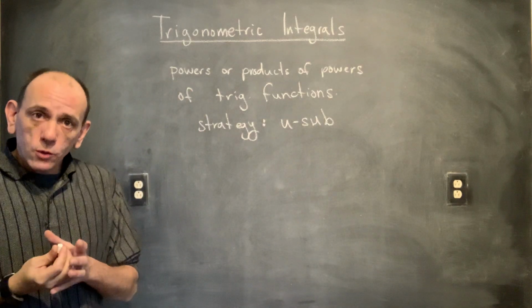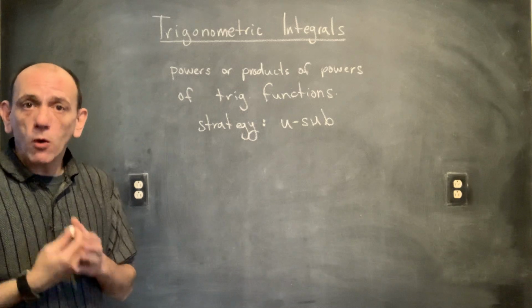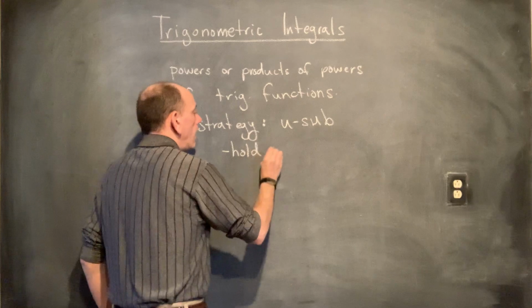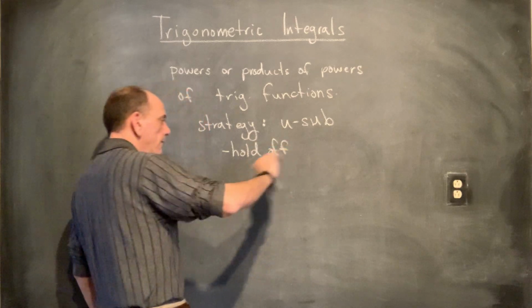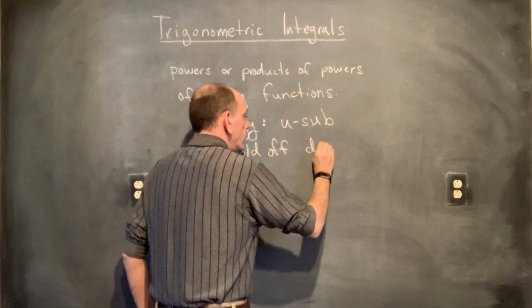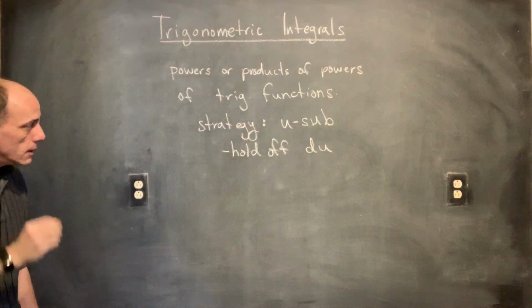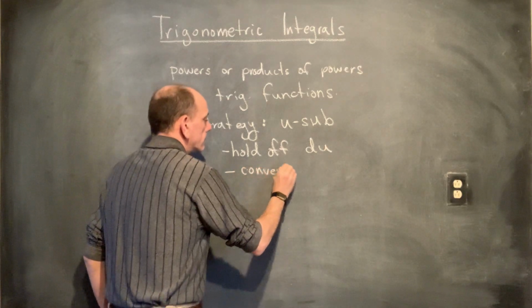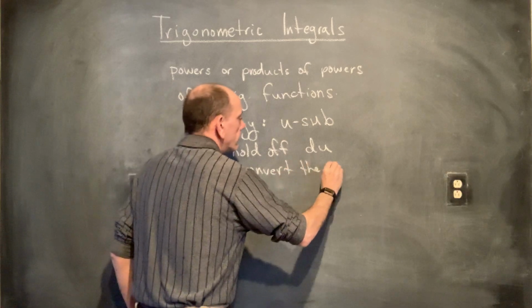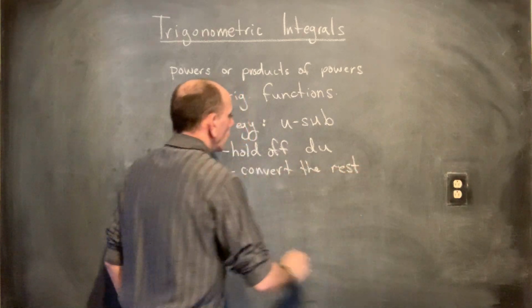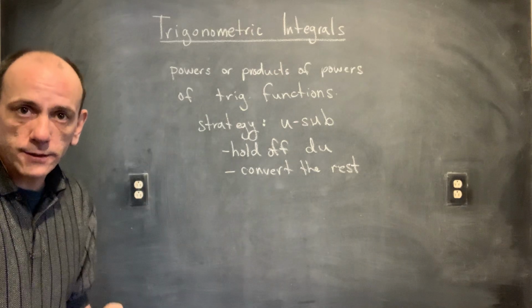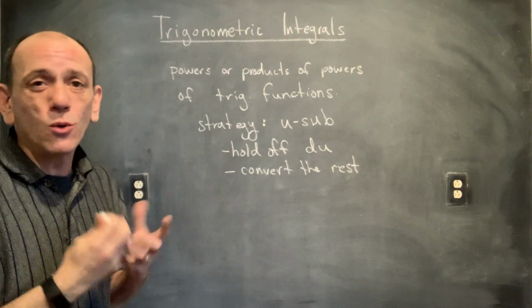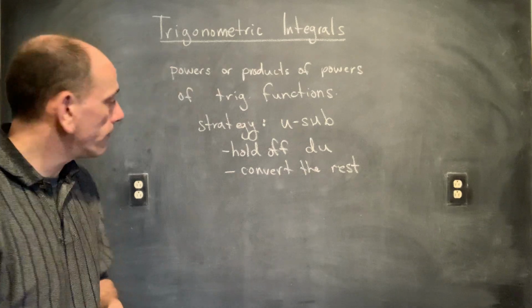And in order to make that U sub work, we'll hold off, we'll save du for later, and then convert the rest. Hold off du, convert the rest. That's the biggest strategy. Most of the time, that's going to work.